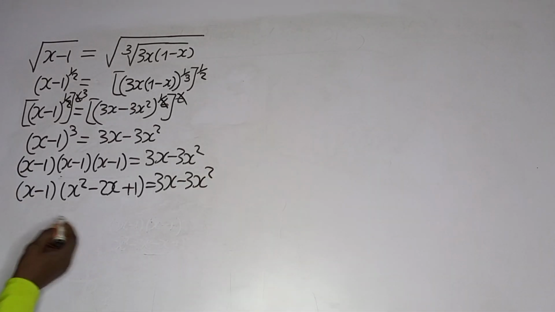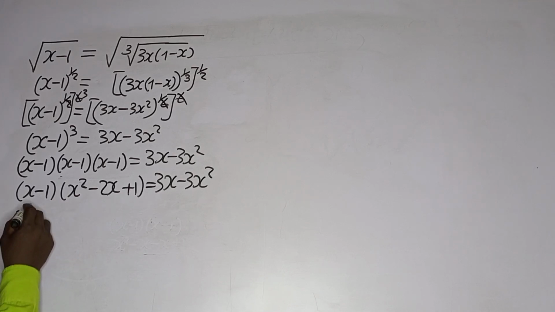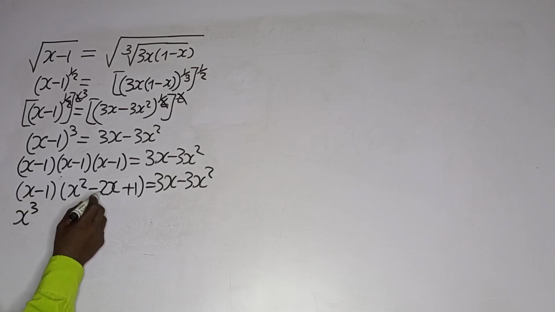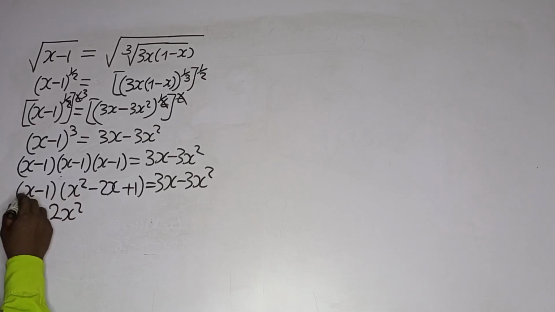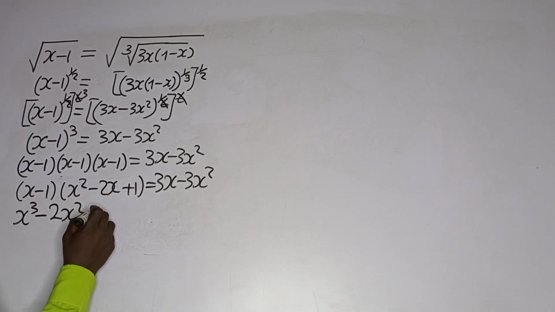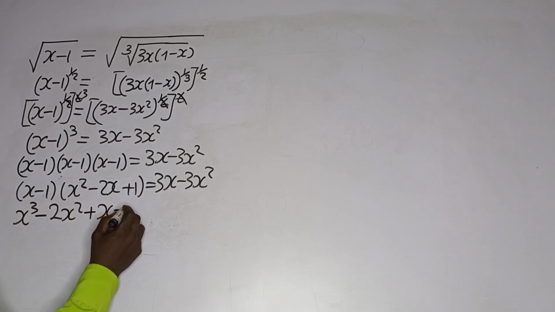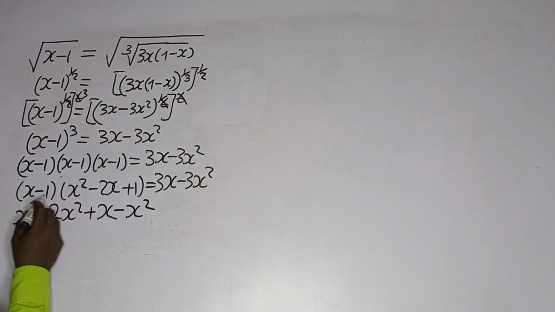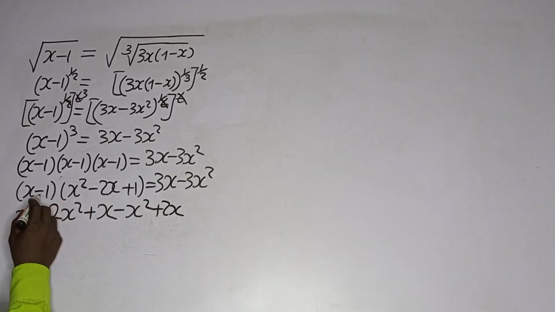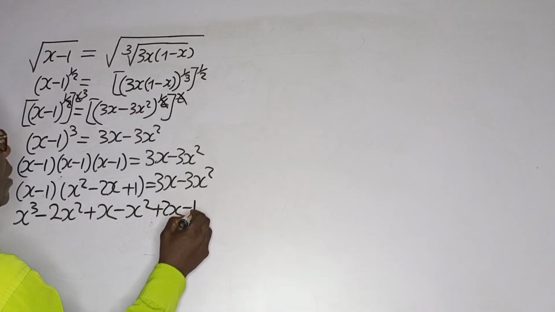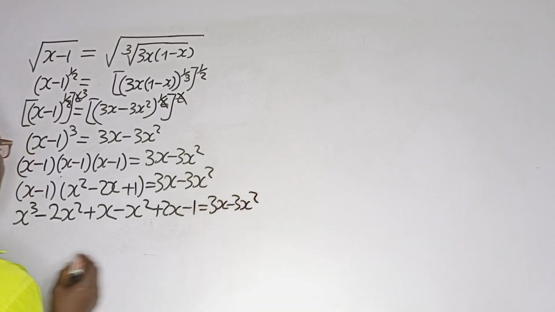Okay, let's continue the expansion. Now we take x multiplied by x squared, we obtain x cubed. X multiplied by negative 2x gives us negative 2x squared. X multiplied by 1 gives us positive x. We now take negative 1 multiplied by x squared, minus x squared. Negative 1 multiplied by negative 2x gives us positive 2x. Negative 1 multiplied by positive 1 gives us negative 1, equals 3x minus 3x squared.